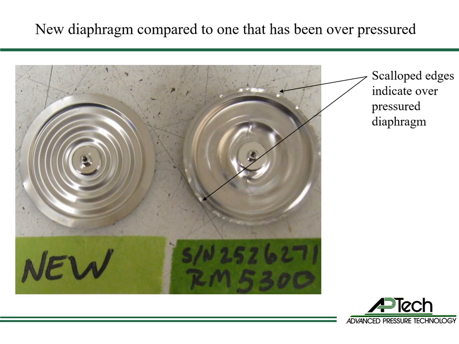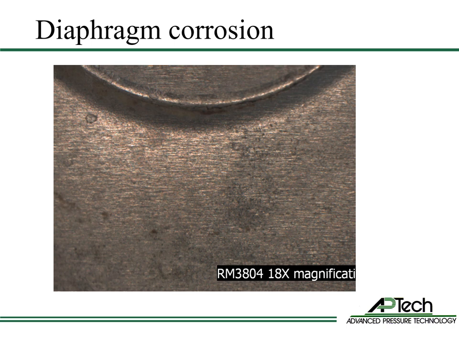On the right, the scalloped edge outside of the area where the diaphragm is clamped to the body is indicative of a diaphragm being overpressured. This may or may not cause an outboard leak. In this image, there's corrosion on the surface of the diaphragm normally caused by moisture reacting with a corrosive gas to form more chemically aggressive aqueous corrosives. Over time, excessive moisture in contact with the diaphragm can lead to through-the-diaphragm leak failures.